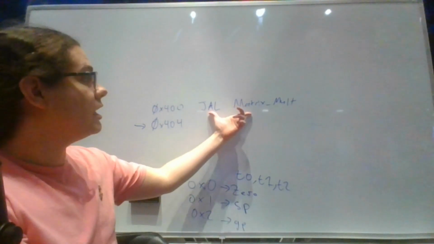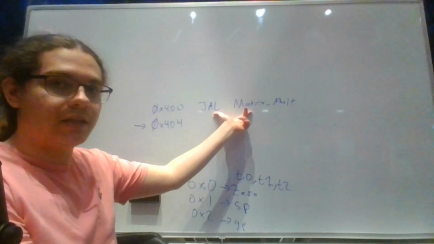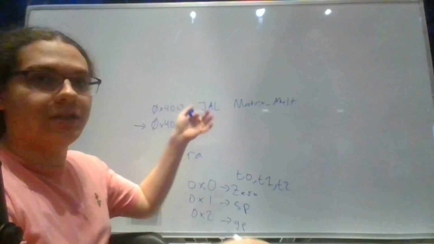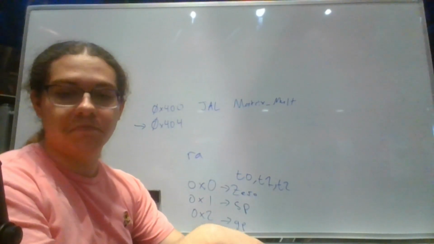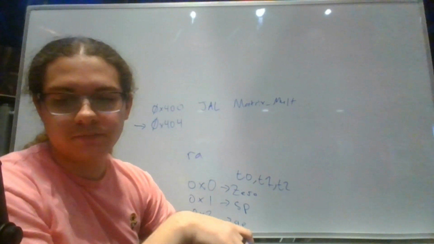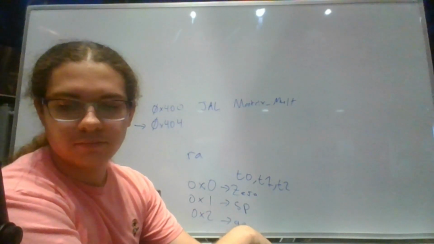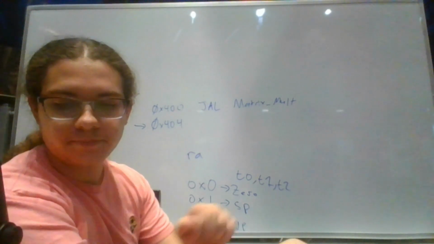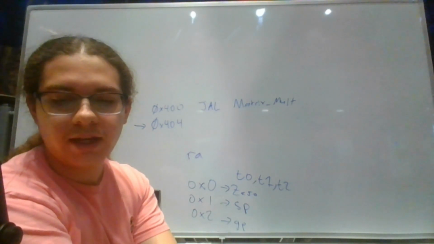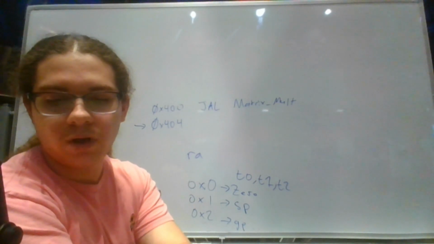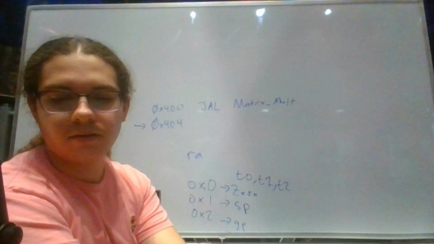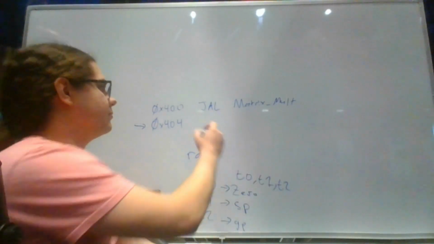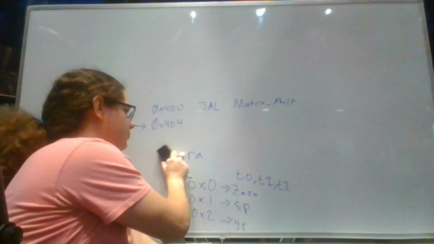And so this is just a function call. That's the entire purpose of using the JAL. You use it and you basically implement a function call. Okay. So now the next instruction you were asking me about was JR. Is that right? Yes.